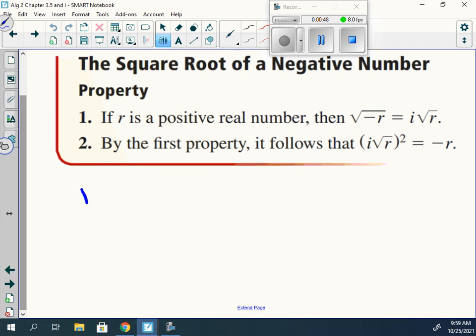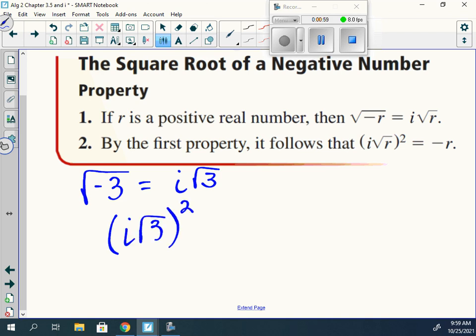So really what this is saying, if we have the square root of negative 3, well then this is i square root of 3. And if we square i square root of 3, we'll just get back to negative 3. Part 1 and part 2. That's really all that's saying.